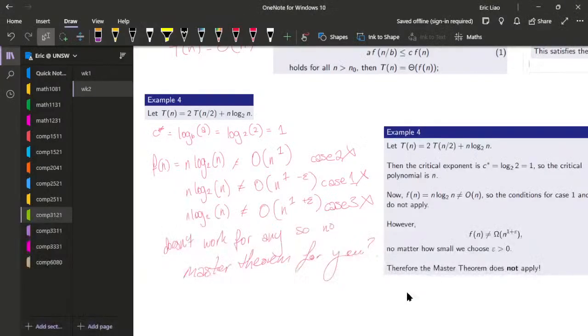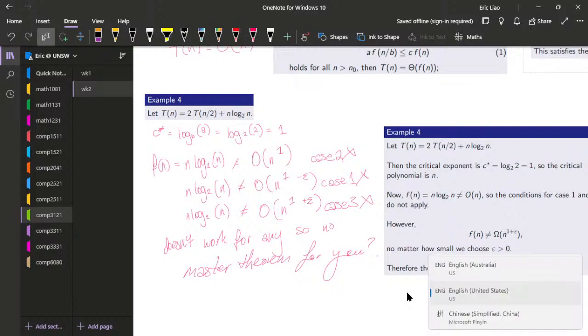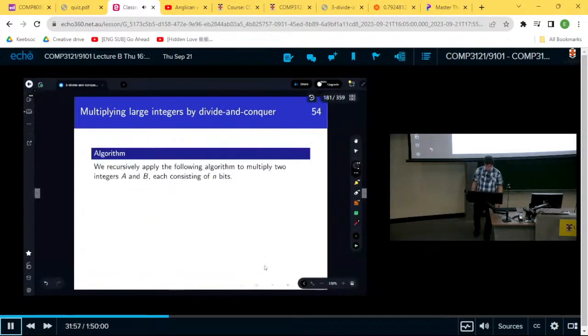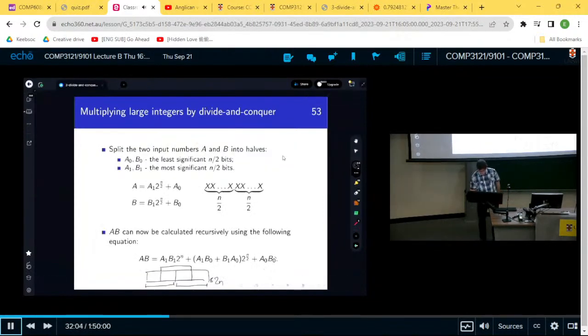Okay, so what have we done now? We have taken our multiplication of two n-bit integers and turned it into 4 multiplications, each on integers of size half of n. So we have our n-bit integer. We created 4 multiplications. But this is a problem on 2 n-bit integers. We turned it into 4 problems on n half-sized integers.